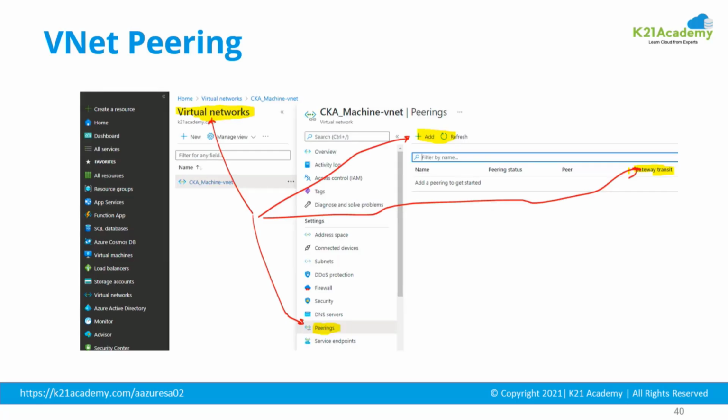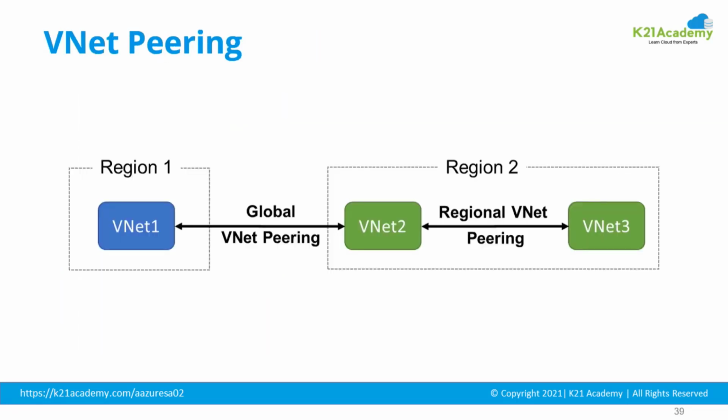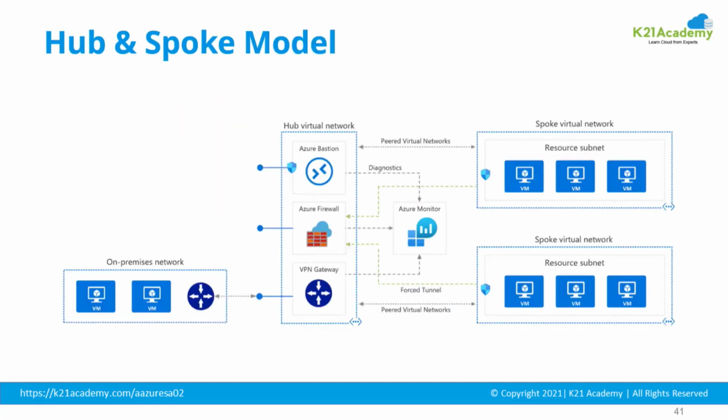Now, in order for me to peer two networks, I'll go to the virtual network, VNet, select the network that I want to peer, click on peering inside that network, and then click on add, and you'll be able to see another network and you should be able to peer that. Now, there is one more property called gateway transit, which I'll explain in a minute. But before that, I hope you're clear with VNet peering, which is connecting two networks.